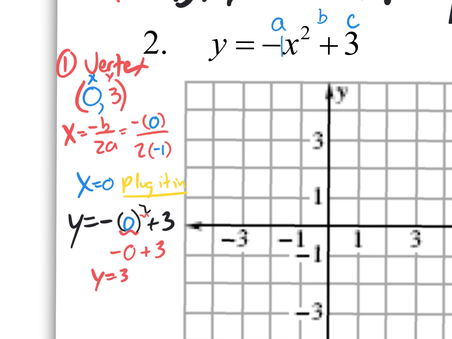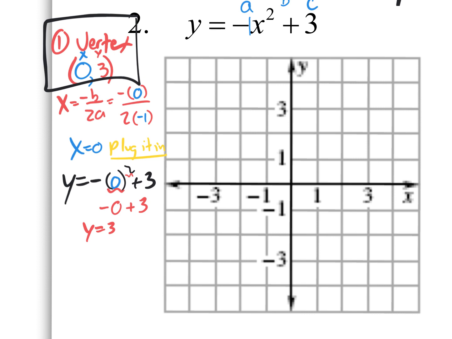That's the hard part, guys. Finding this vertex. Once you find the vertex, it's all downhill from there. Let's plot that point 0, 3. 0 on the x, 1, 2, 3 on the y. Put a dot right there. That's the most important point.